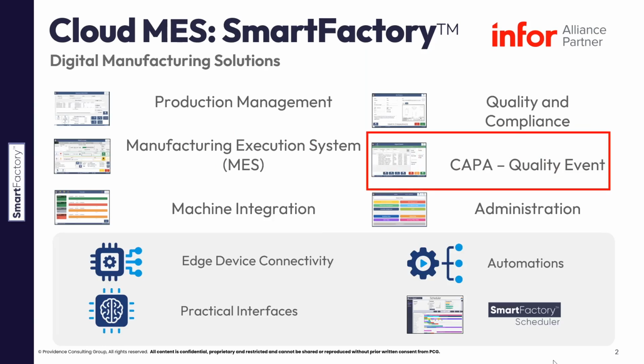In this video, we'll explore the Quality Event App, or CAPA, Corrective Action Preventive Action, which can be helpful to the manufacturer in a regulated environment or simply to manage all their continuous improvement activities. You'll see how the CAPA app is integrated with MES shop floor as well as administration. In fact, we'll go to administration first.